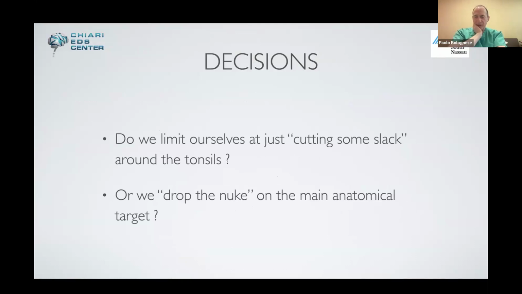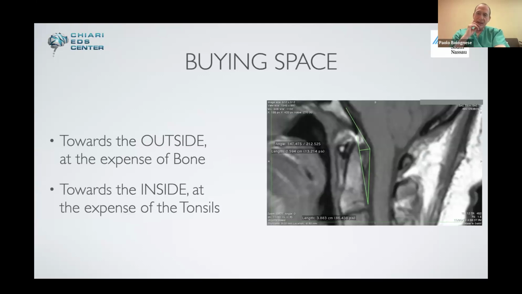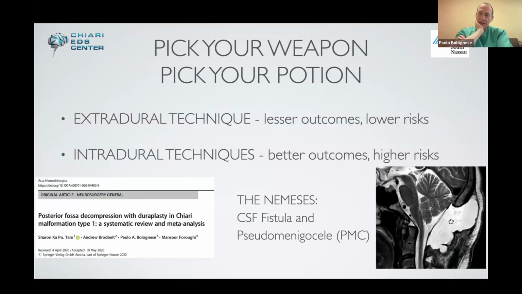But we have decisions. What we're going to do, we're going to cut some slack around the tonsils, or we're going to hit them hard, because those are responsible for the tonsil herniation, responsible for the problem. And it's a space game. So we are going to buy space outside of the dura towards the outside at the expense of the bone, or towards the inside at the expense of the tonsils, which are the problem. And at that point, you have to pick your weapon, which is also your poison.